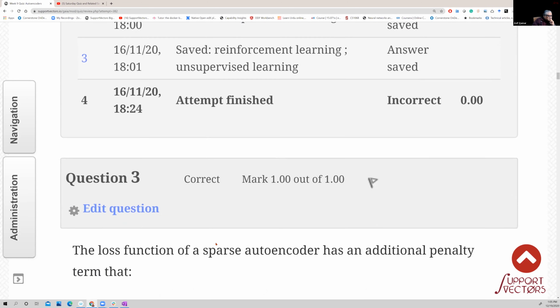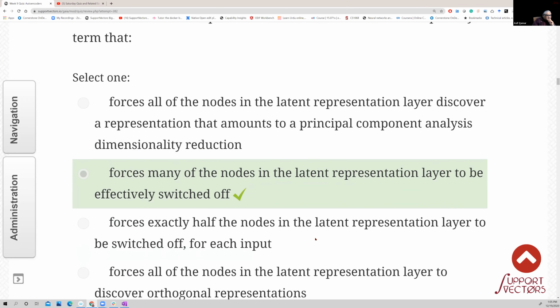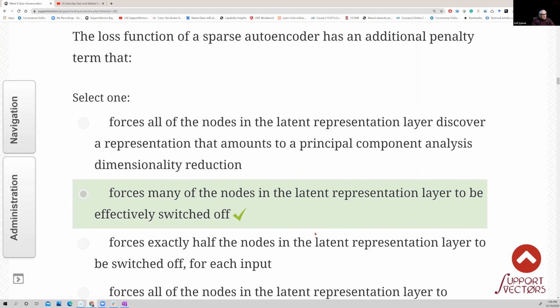The next one. The loss function of a sparse autoencoder has an additional penalty term. Now, what is that sparse autoencoder? Remember, it forces many of the nodes in the latent representation to be effectively switched off. I spoke about it very briefly in the class. I was hoping that once you see this question, you would go and read up a little bit more. How many of you went and read up a little bit more on sparse autoencoders? Oh, I go look up a lot of stuff during the quizzes.